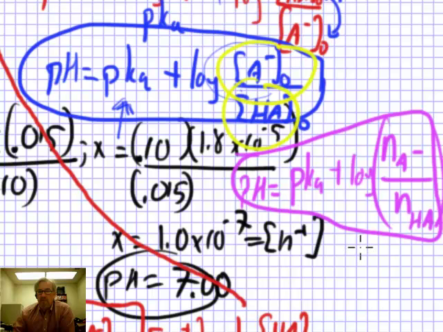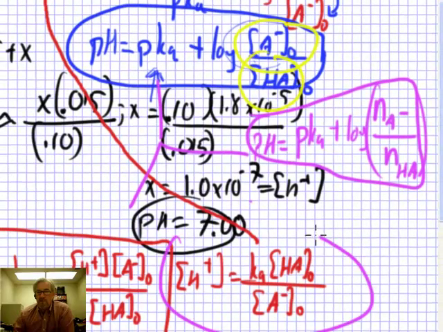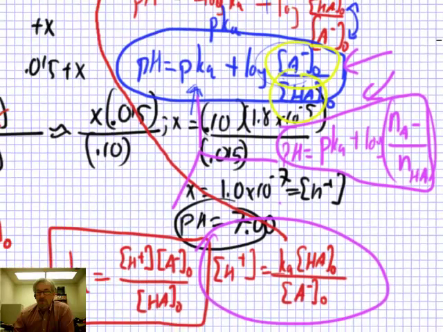So we have three different versions of the Henderson-Hasselbalch equation. One in terms of H+, that's this one. One in terms of concentration and pH, that's this blue one here. And then the purple one is in terms of mole quantities. They all mean the same thing and can be used to figure out what's going on with the buffer.